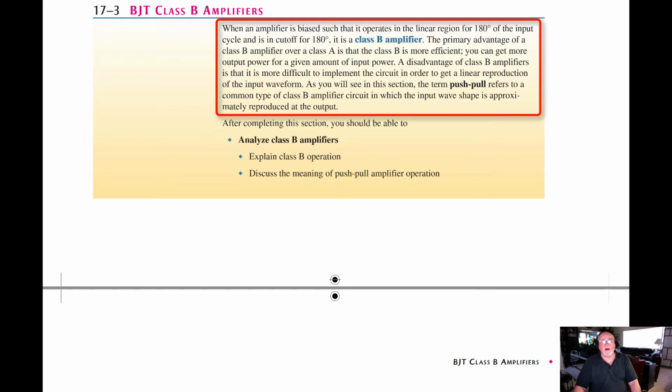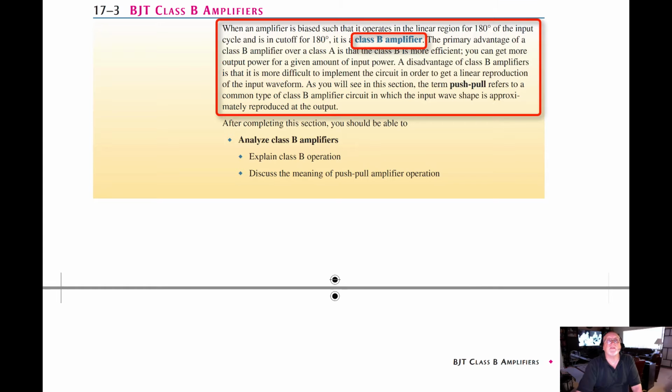Still talking about BJT, bipolar junction transistors. Now we move from the Class A distinctions to the Class B amplifiers. When an amplifier is biased such that it operates in the linear region for 180 degrees of the input cycle and then is in cutoff for 180 degrees, we call it a Class B amplifier.